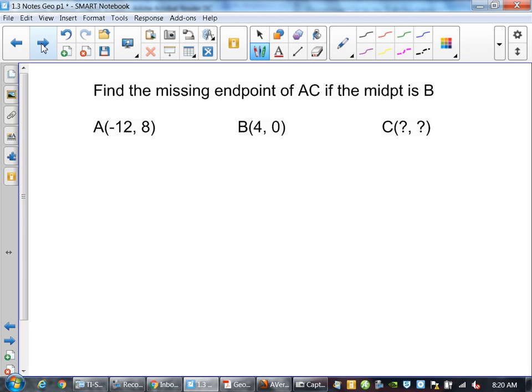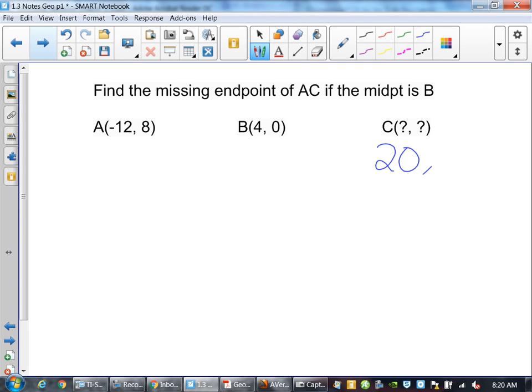Find the missing endpoint if the midpoint is B. We have -12 and 8 for one endpoint, 4 and 0 for a midpoint. What's left? Good. -12 and 4, up or down? Do we go up the ladder or down the ladder? Up. How many up? What's 16 more than 4? 20. So we're at 20.